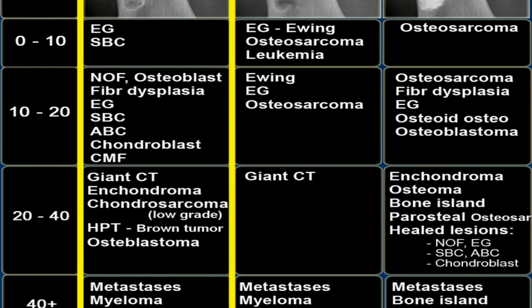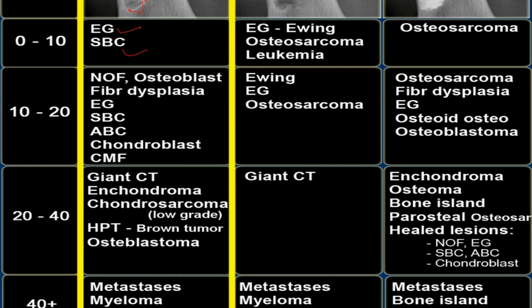So depending on the age and the zone of transition, we have the well-defined lesion, ill-defined lesion and sclerotic lesion. In 0 to 10 years of age, eosinophilic granuloma and simple bone cyst show the well-defined margin. Lesion is well-defined and margin is sharp, narrow zone of transition.